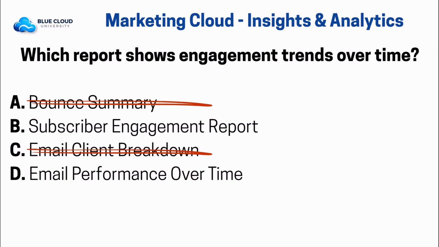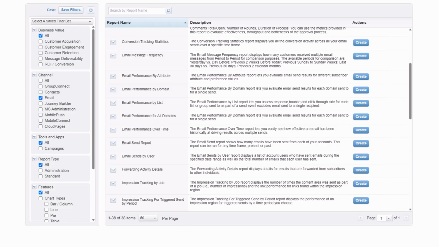And D says email performance over time report. So both of these seem very plausible. Let's go back into our reports very quickly and get a closer definition of how these things are broken down. Now, with the reports we're talking about in particular, we're looking at the email performance report. So I can actually find this in the list and say, okay, there's email performance over time. And the email performance over time report lets you easily see how effective an email has been historically at driving results across multiple sends. So that sounds pretty close to what we're trying to do.